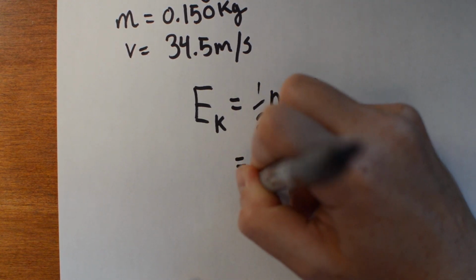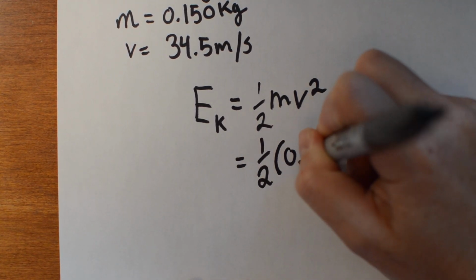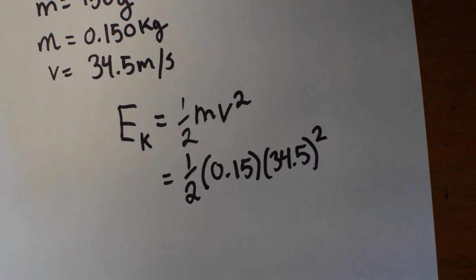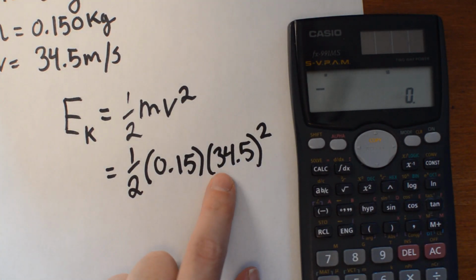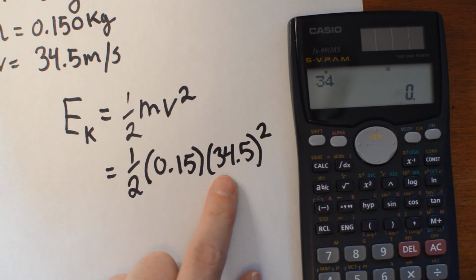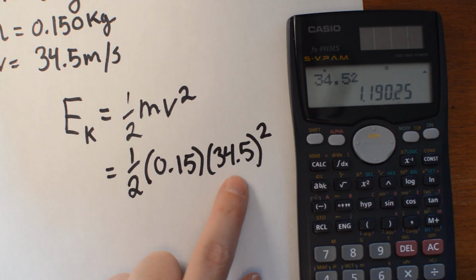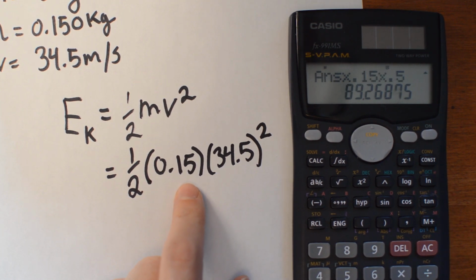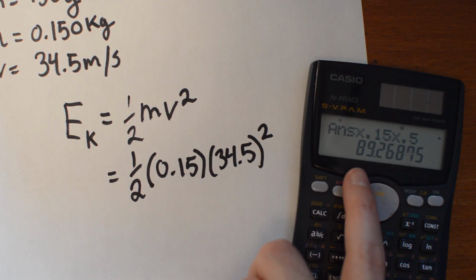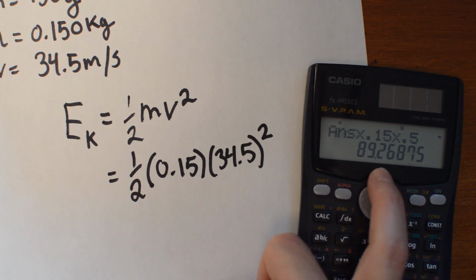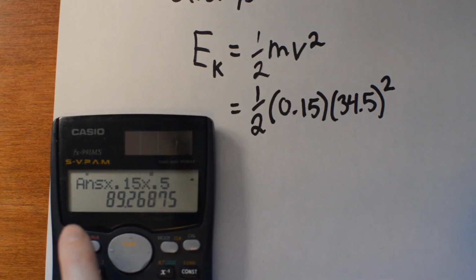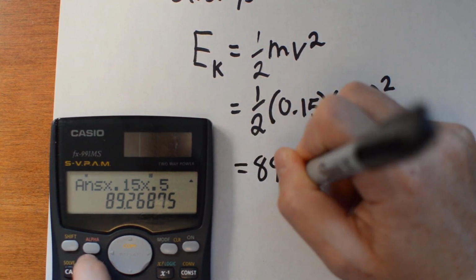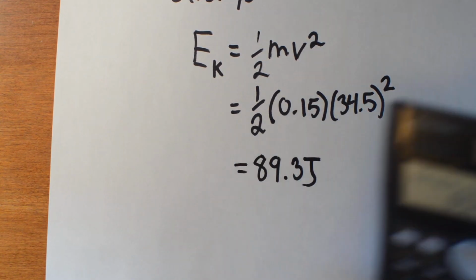So I get to plug in my numbers. 1/2 times 0.15 times the 34.5 squared, and toss it into your calculator. I like to do this part first. So I do my squared first, and then times the 0.15, and then times the 1/2, and I get 89. In this case I have 3 sig figs, right? So it'll be 89.3 joules. So 89.3 joules is my kinetic energy.